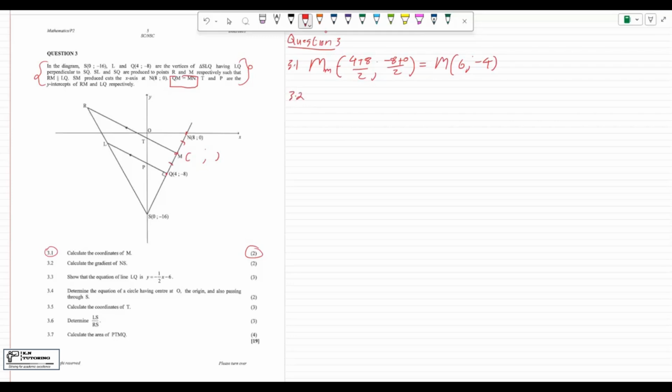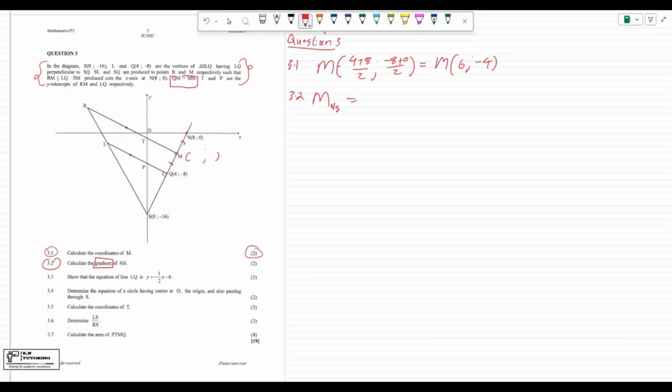3.2, calculate the gradient, and it's for 2 marks. Gradient of what? NS. Where is my N? S. NS is this line here. So what do we know about the gradient? We know that the gradient is change in y over change in x. So we want the gradient of NS. It's very important to put this subscript just for future references, so that if you're going to need this in the future, you know what we're looking for.